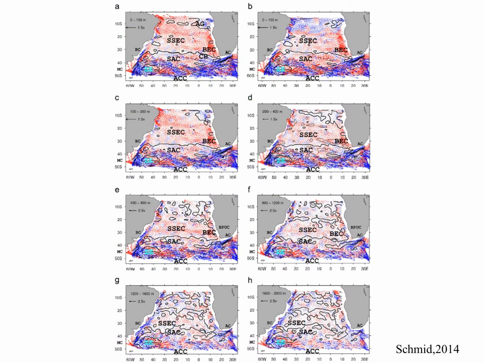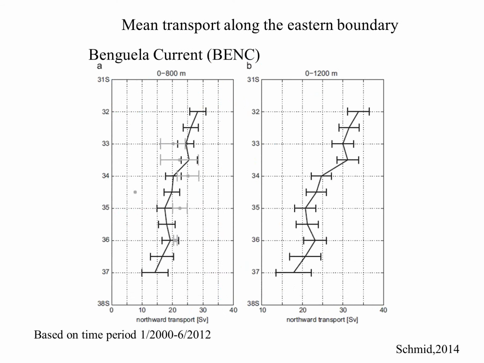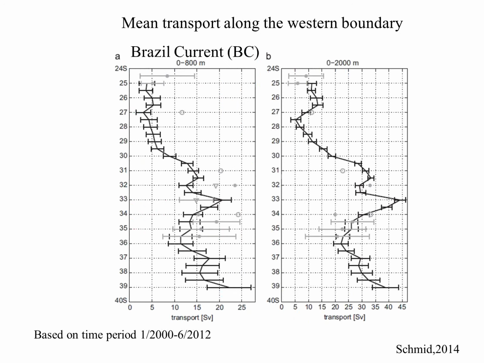This is an old picture, so the new one has more data, so it will probably show up better. This is a comparison of the 0 to 800 meter Brazil Current on the left with earlier results from various publications. Even though the Brazil Current is a bit tricky to get from Argo data because you don't have data on the shelf or very close to the shelf, the transports agree really well down here where the Brazil Current is strong.